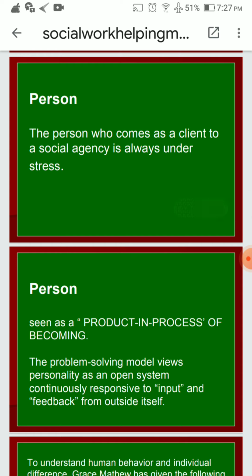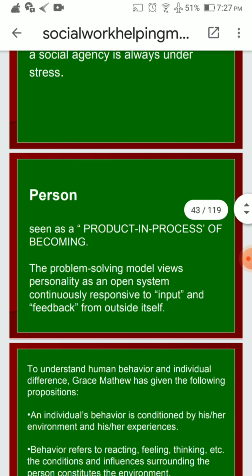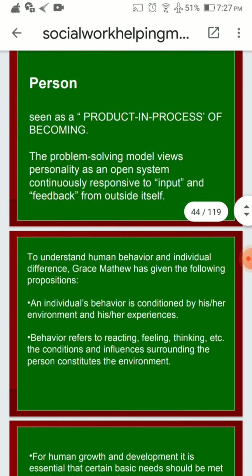The person is defined as someone who comes as a client to a social agency and is always under stress. They are unconscious of their problem. That's why we as social workers are the ones who will help them realize their problem. Another, the person is seen as a product in process of becoming. The problem-solving model views personality as an open system continuously responsive to input and feedback from outside itself.